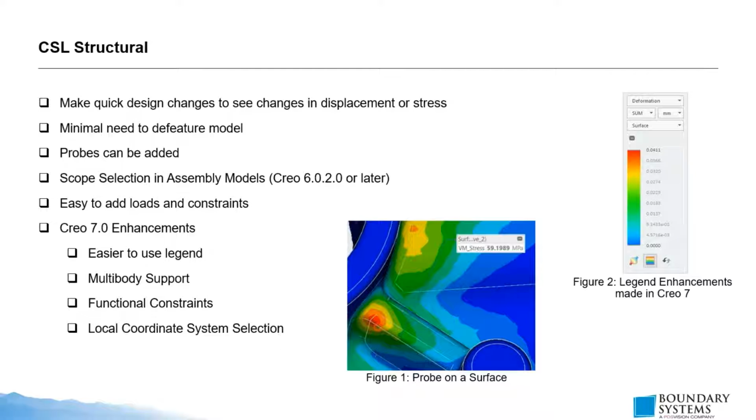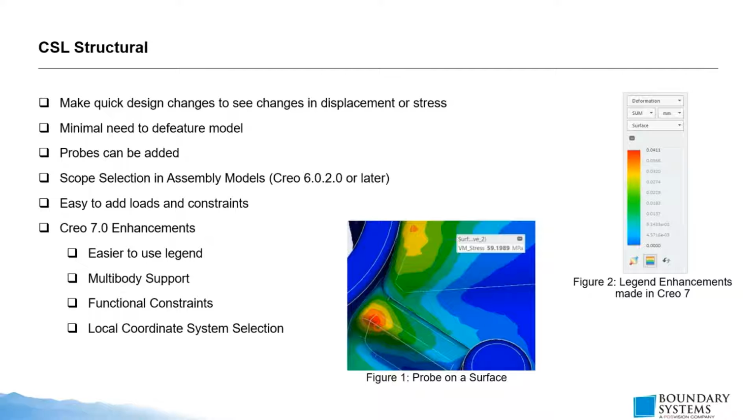Something added in Creo 6.0.2 was the ability to do scope selection. So what that does is for your assembly simulations, this feature can be used to actually define which parts of your assembly you want to see the simulation on. Again, it's easy to add loads and constraints. However, we're limited compared to Creo Simulate. We don't get all the access to every loading option. So for example, a bearing load is something that's in Creo Simulate that is not in Creo Simulate Live. So those are all things available in Creo Simulate Live structural for all versions.